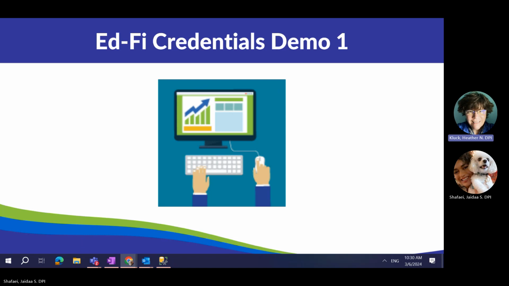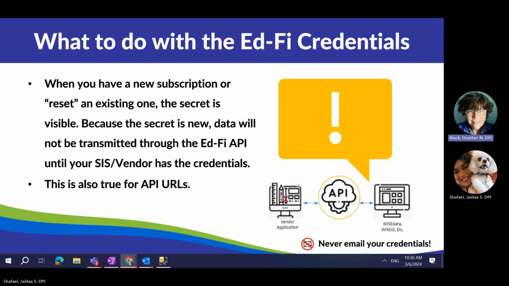So once you have that vendor subscription, yay, right? You've got all the information that you need, but your vendor doesn't have it. Your SIS vendor product will need that key and secret. That product needs access to the API, and the only way it's going to get it is if you input the key and secret. The key and secret are available to you on that screen we were just looking at. We'll go through that again when we get to the demo.